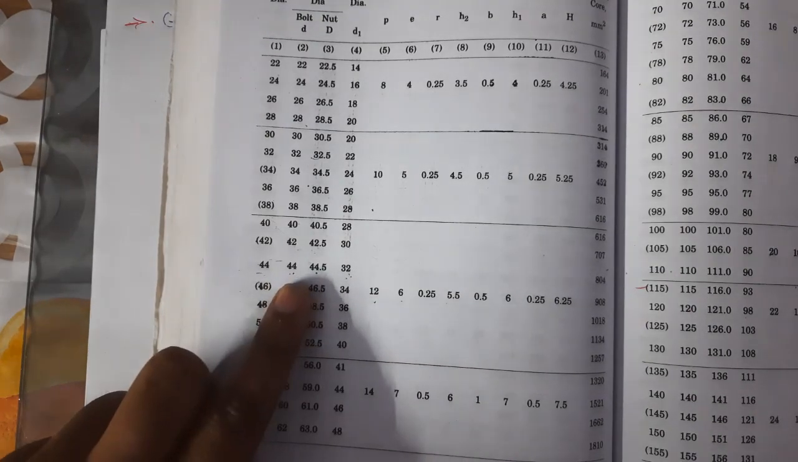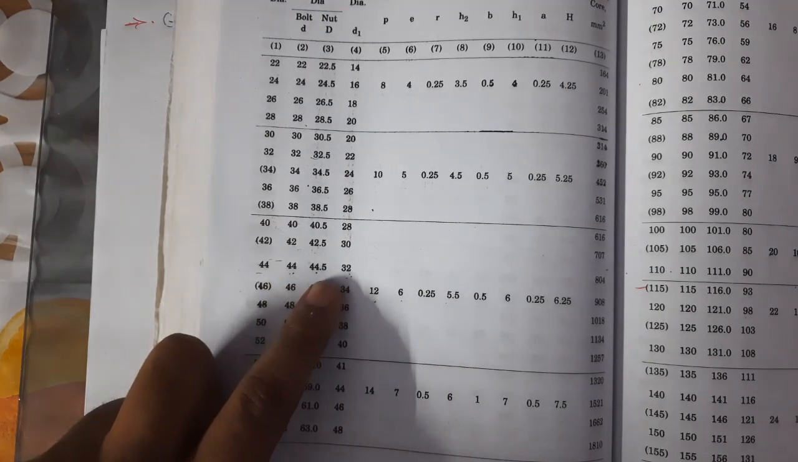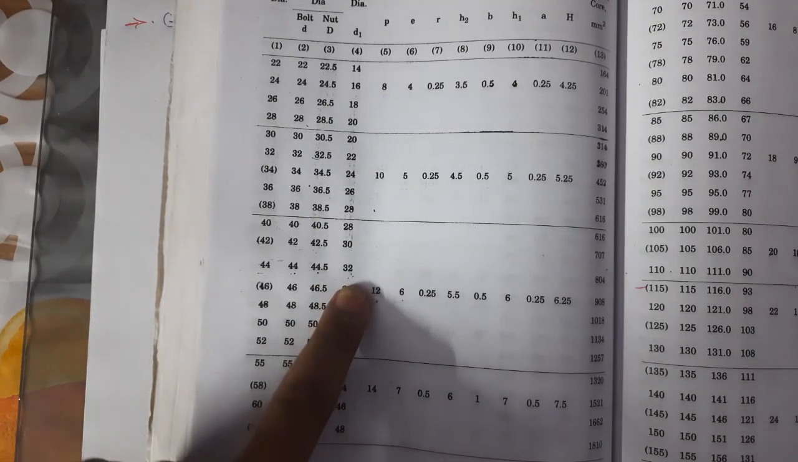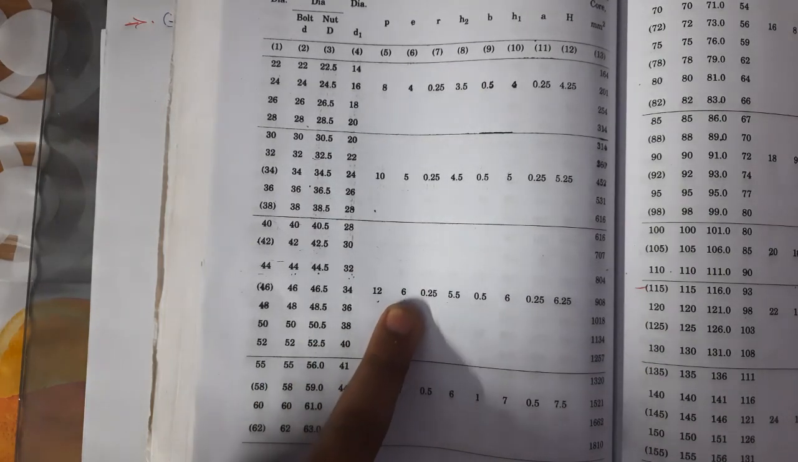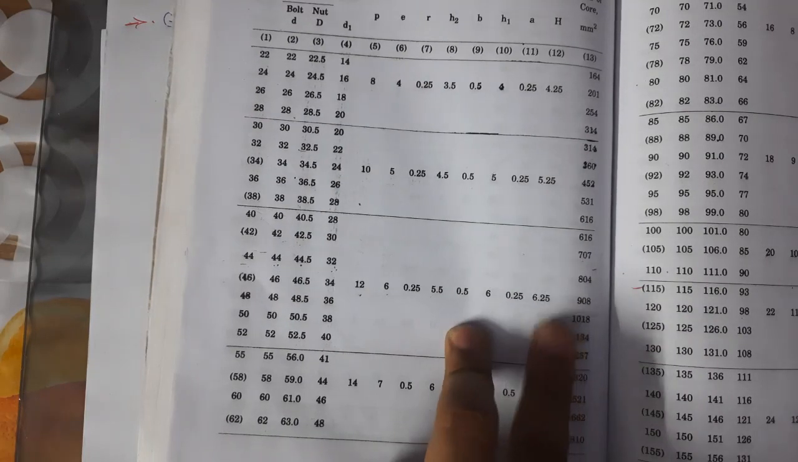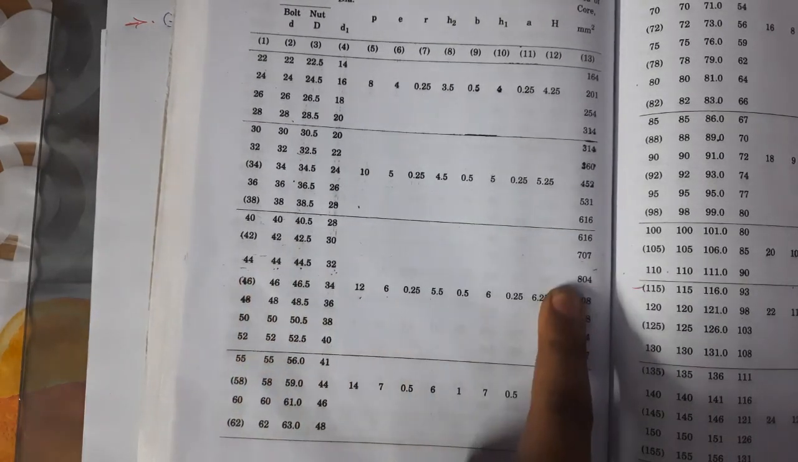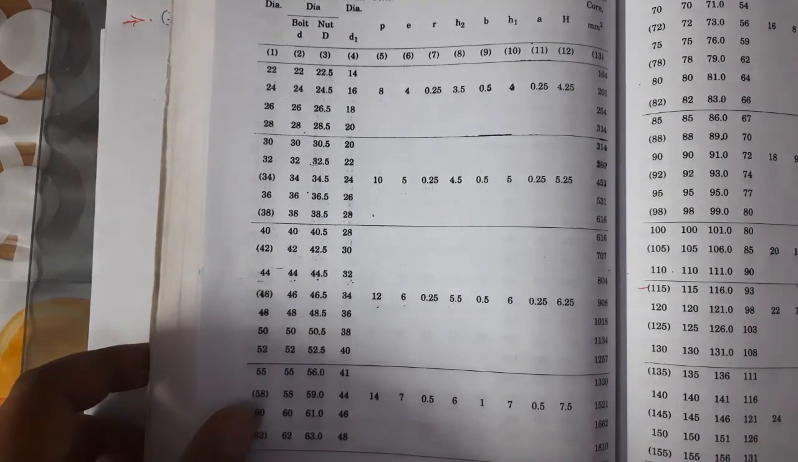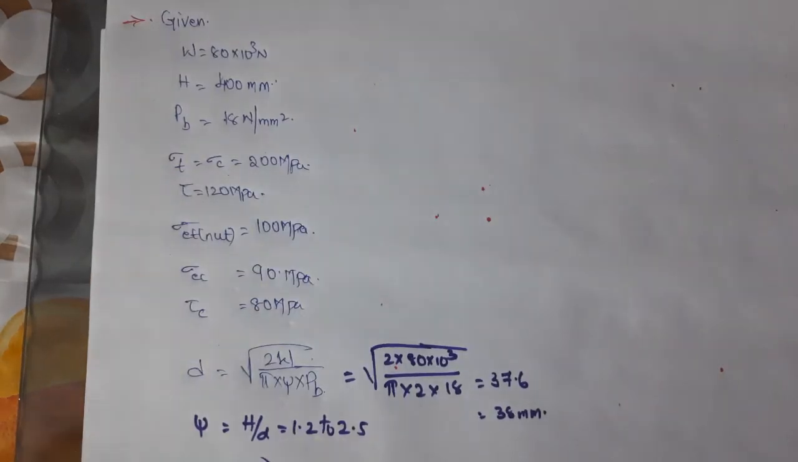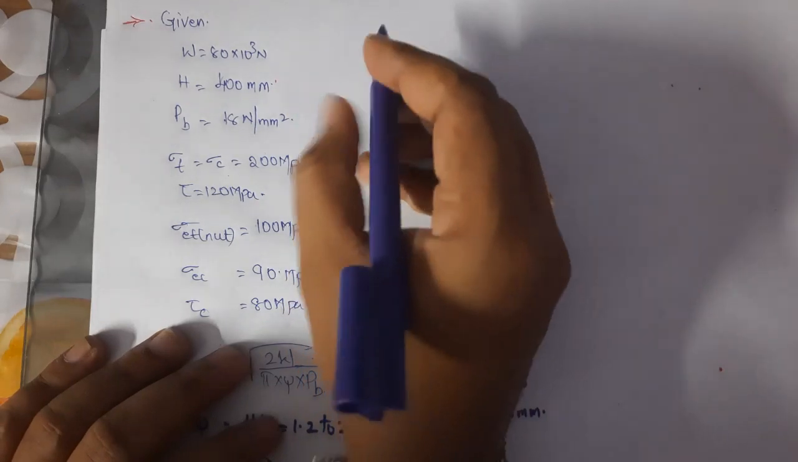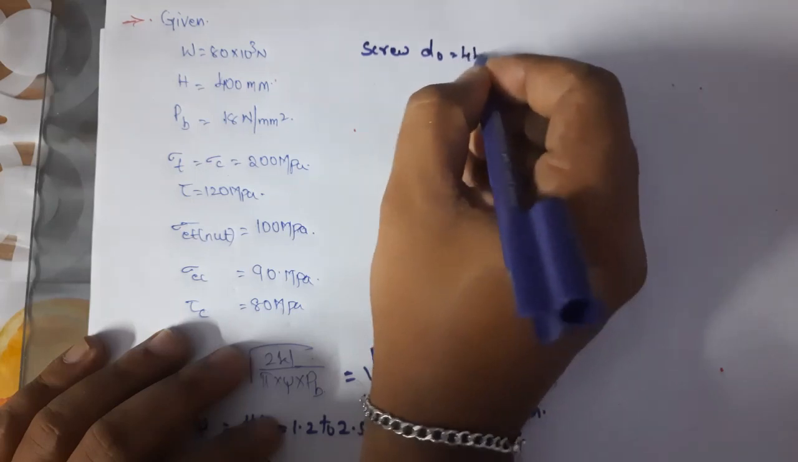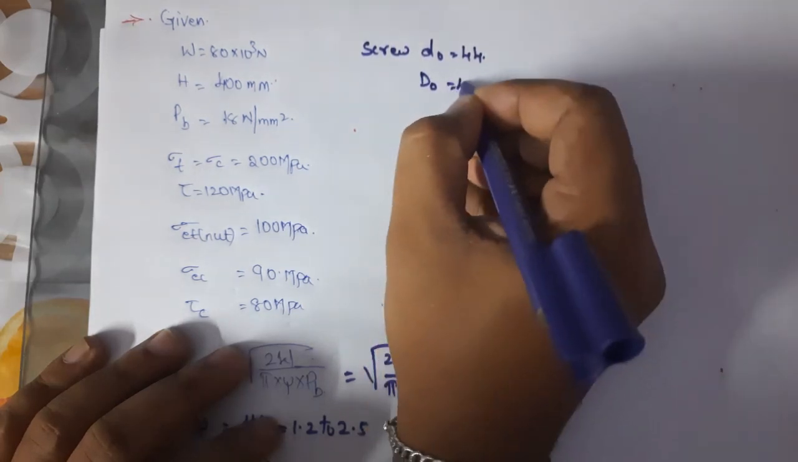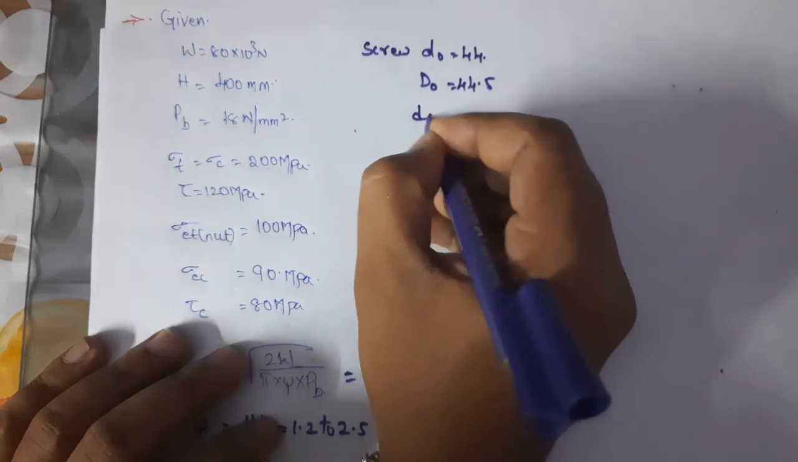44 is the major diameter of bolt, 44.5 the major diameter of nut, and 32 will be the minor diameter of nut as well as bolt. 12 will be the pitch, and thickness will be the thickness value, and as we have selected this, the area will be 804. Okay, so these are the values that we are going to select. Now the screw diameters: major diameter will be 44, minor diameter will be 44.5, and TC.